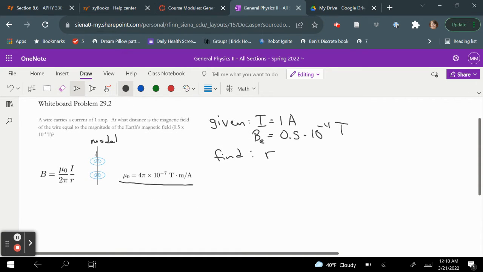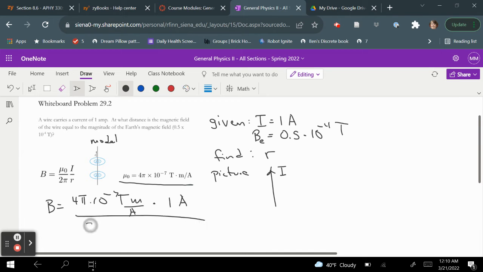Okay, so if we were going to do our picture, we would just have a wire and show the direction of the current flow. And then our model is really showing that the B field circles the wire. So we're going to use this equation. B is equal to mu naught, so mu naught is 4 pi times 10 to the minus 7 Tesla meter per amp, times I, which is 1 amp, divided by 2 pi times R.